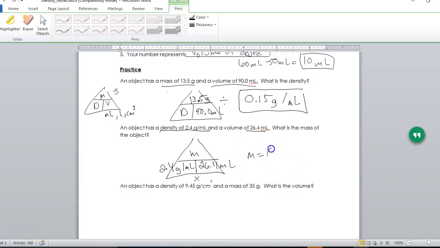Okay, so 2.4 times 26.4, and we get 63.36. So mass equals 63.36 grams. Mass is going to be grams.